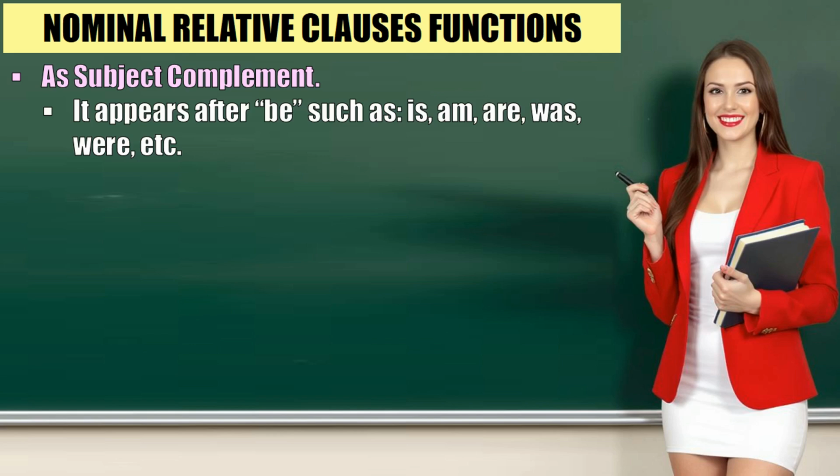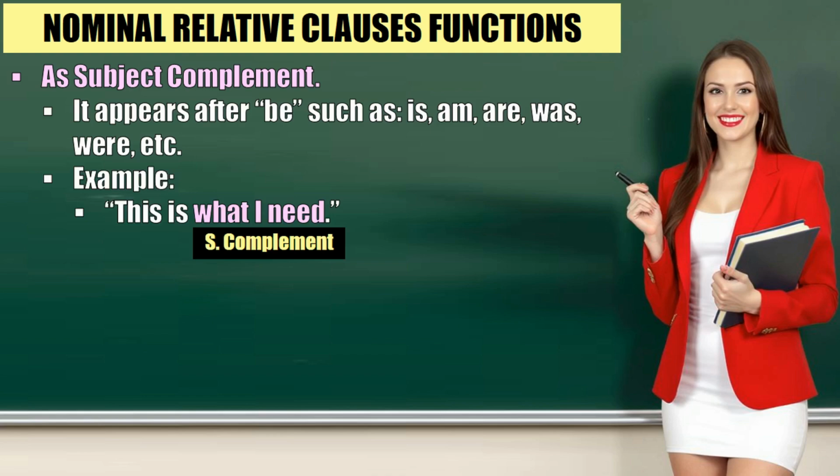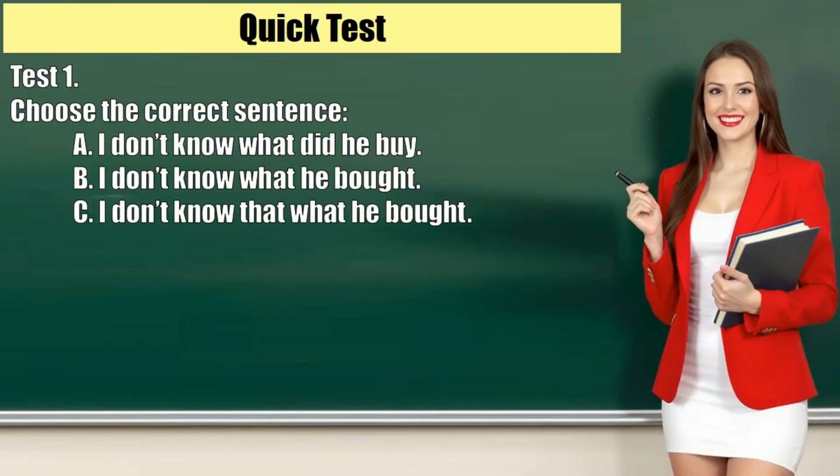Third, as subject complement. It appears after be, such as is, am, are, was, were, etc. This is what I need. What is this? What I need. Here, the clause comes after is and renames this. Now let's test your understanding.